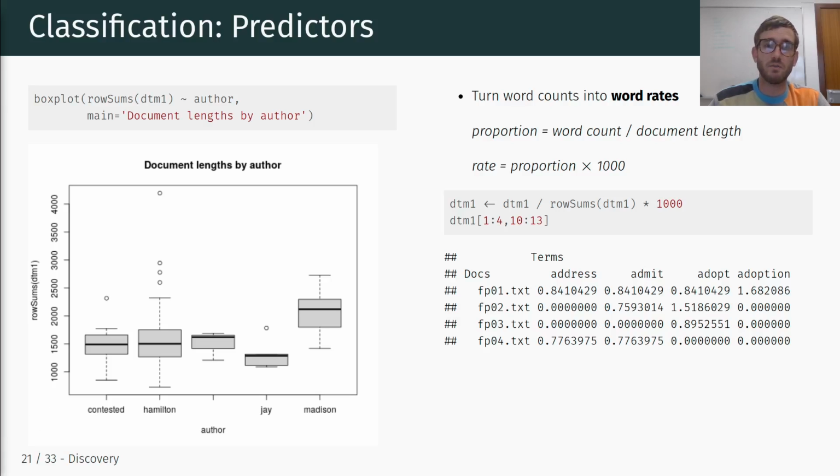And if we want to look at the rate instead of the proportion, we can multiply by 1000, and then we get this document term matrix converted into word rates rather than raw word counts. So this is just the computation that we did here, dividing by the document length, which is just the sum by row of all the word counts for each document, giving you the total number of words in each document.